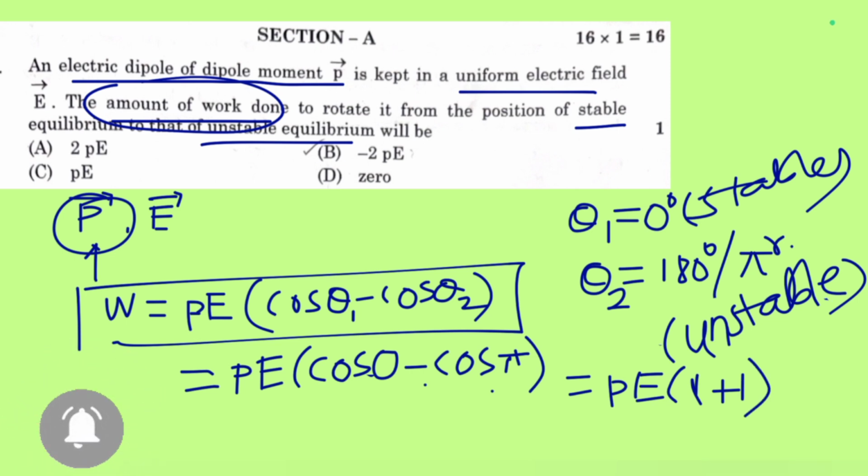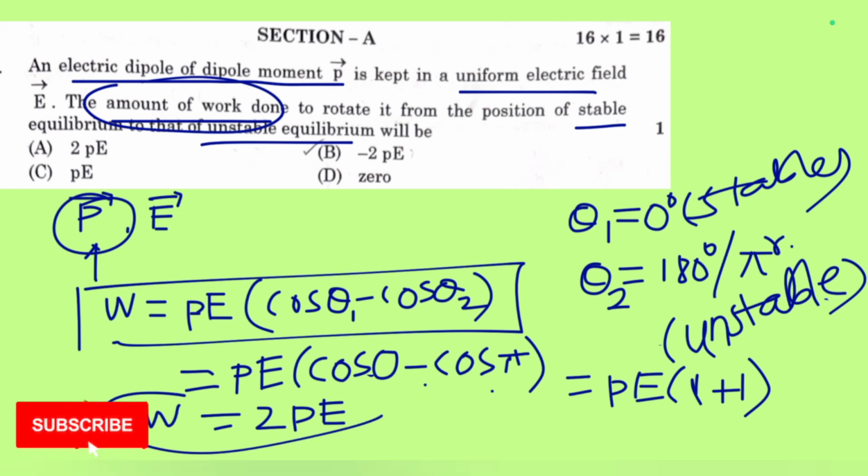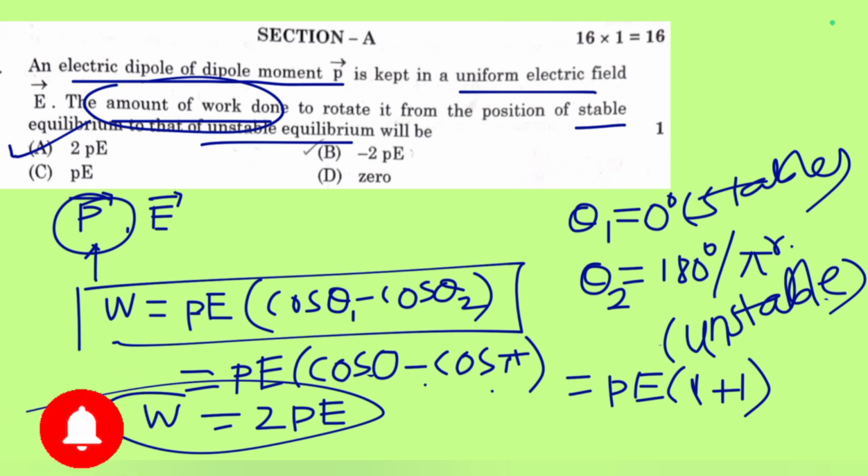So what will be my answer? That is 2pE. That will be the answer. Okay, so this will be the work done to rotate that particular dipole from stable equilibrium to unstable equilibrium. So my correct answer should be option number A, that is 2pE. We will go for the next question now.